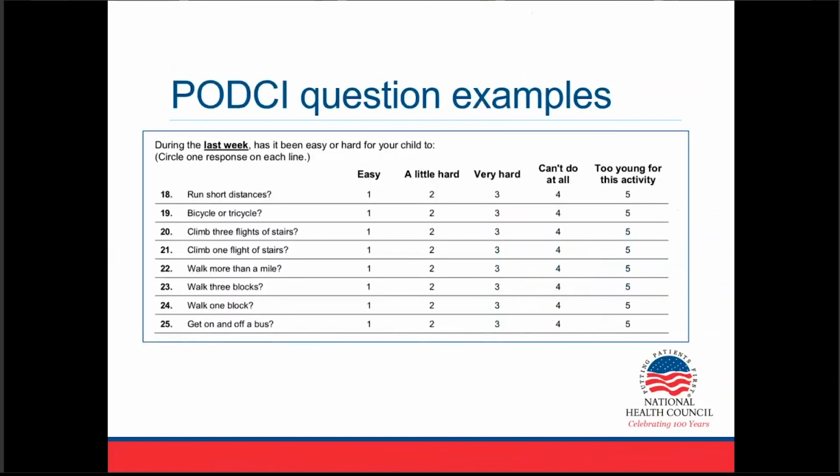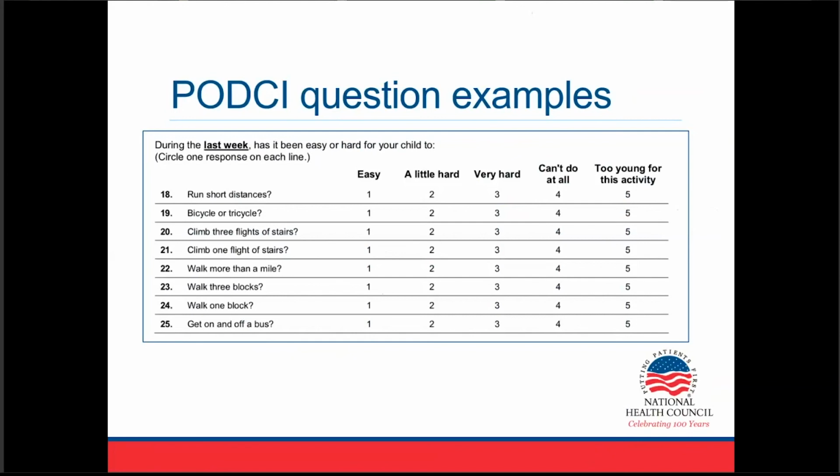So here's just an example of questions given with the PODCI that related to really activities of daily living. The questions use what's called a Likert scale for the observer, in this case, the caregiver, to respond to how easy or hard it is for their child to complete a certain activity. These are the type of questions we actually put in our own Duchenne registry for patients to respond, observers to respond, and some patients to respond to.